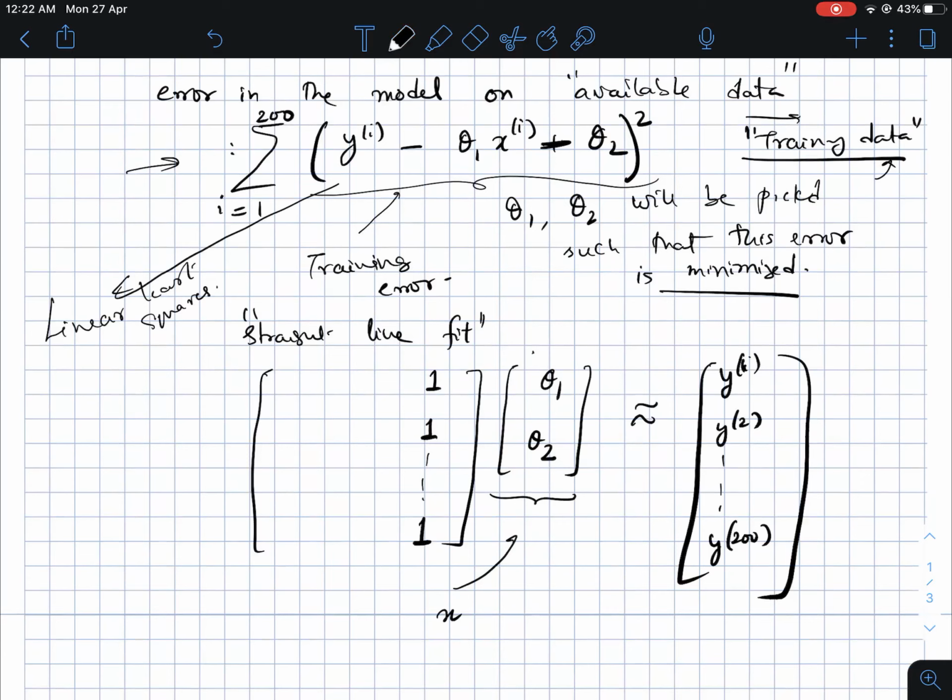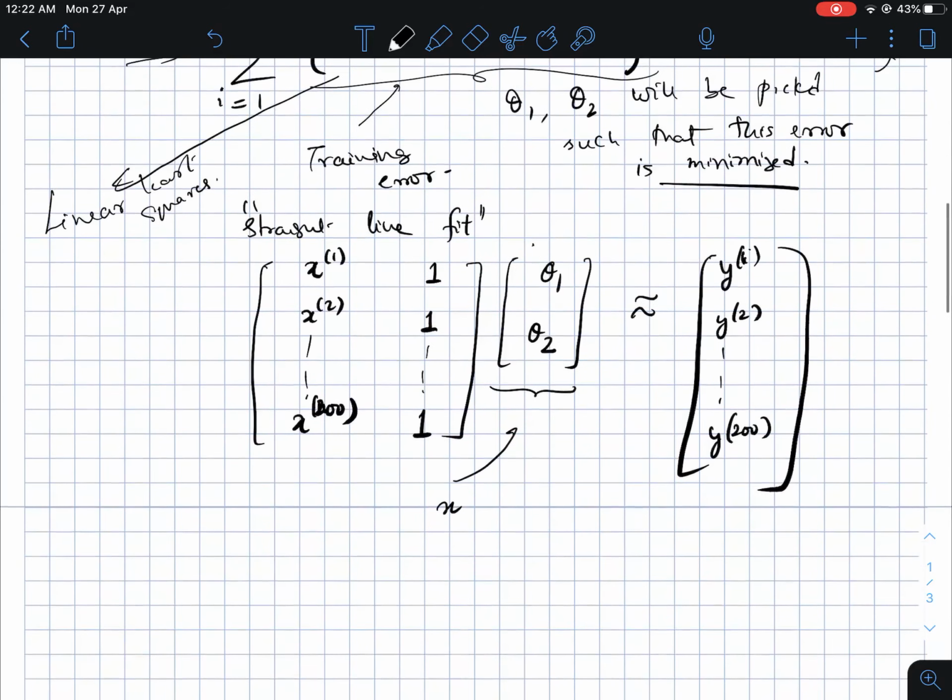And theta 1 appears with x, right? So it's going to be x1, x2, and so on up to x200. This is going to be my A matrix, and this is going to be my B vector. As you can see, A is skinny here. It is skinny because we have a lot of data, right? So in general, the number of rows in A will be the number of training data points. So A is m cross n.